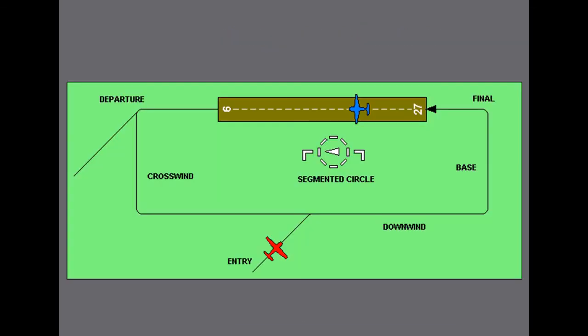So here you can see, this is the segmented circle, and this is the direction to which the plane has to be landed. So the airport landing entry is here, then goes across the taxiway and finally enters into the runway and lands in the airstrip here. So this indicates the landing direction.